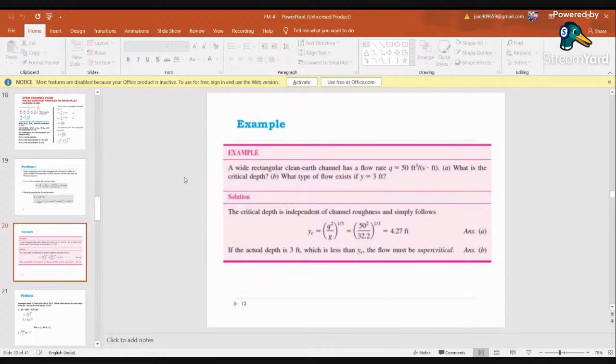And if the actual depth is 3 feet, which is less than the critical one, your actual yc is 4.27. If the depth is less than 4.27, then your flow is said to be supercritical flow. If instead the question gives y equal to 6 meters, then your answer should be that it is subcritical flow.